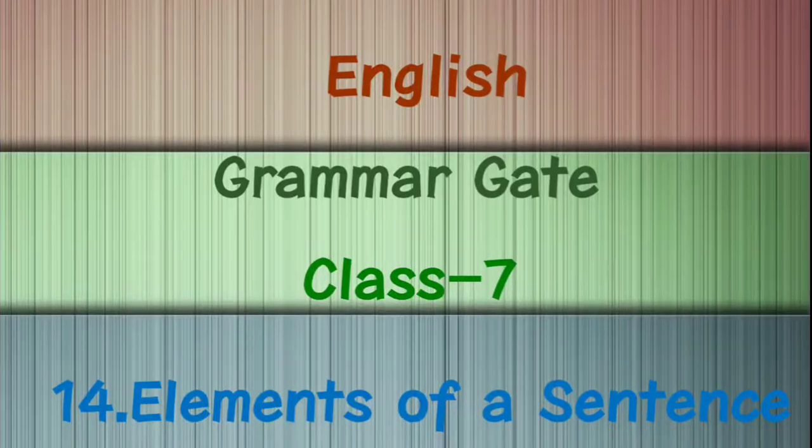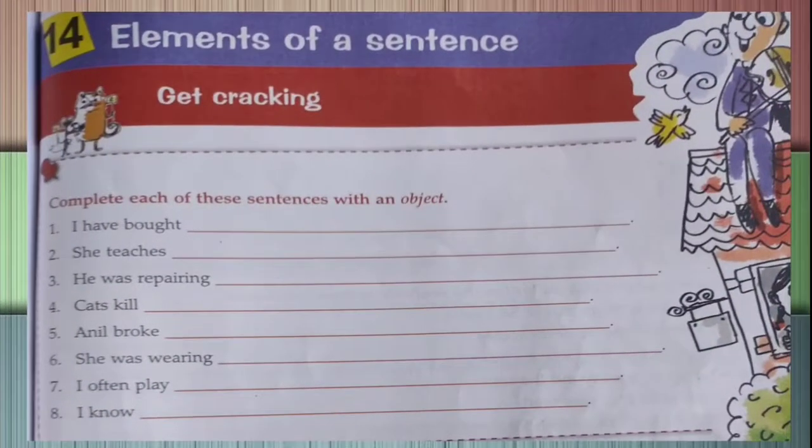Sentence means a group of words which makes meaningful sentence, means complete sense. So let's see at page number 121. Chapter number 14, elements of a sentence. Now here students, first of all, one exercise has been given to you. What is this exercise? Complete each of these sentences with an object. As we know that in a sentence, subject, verb and object will come.